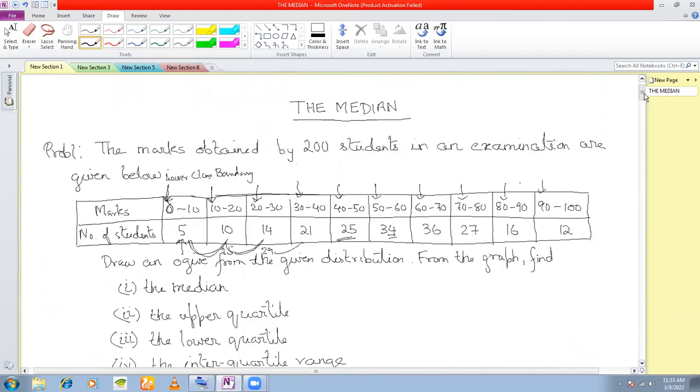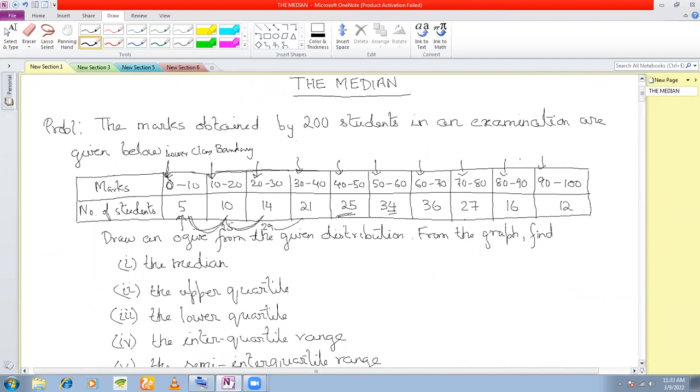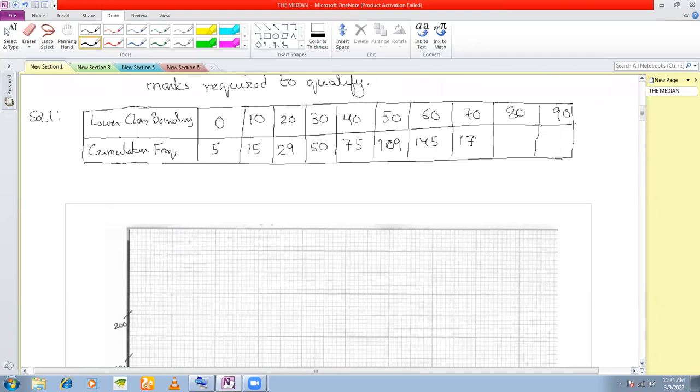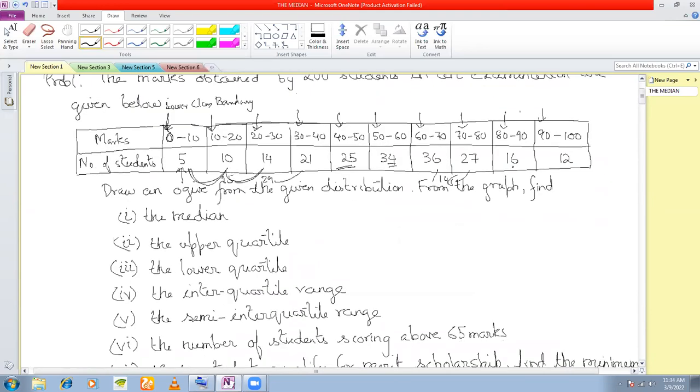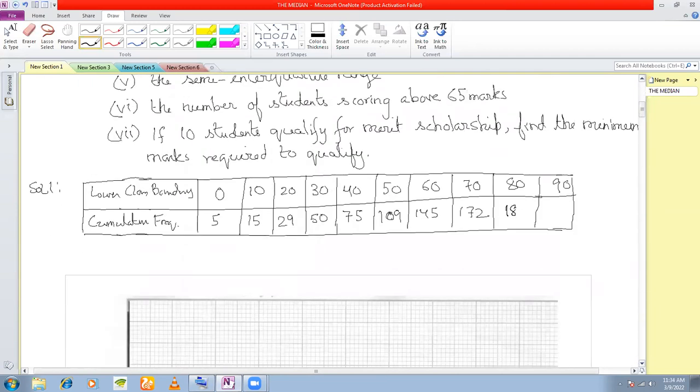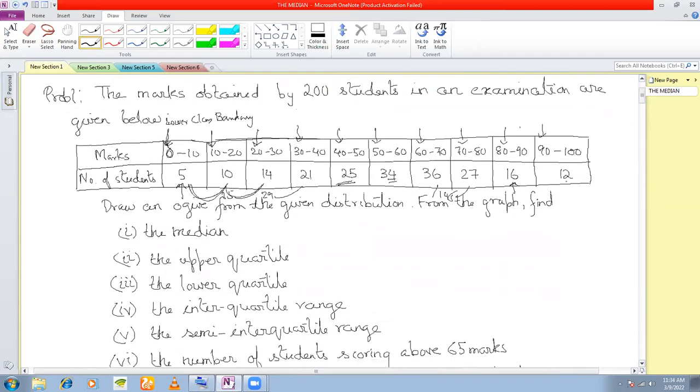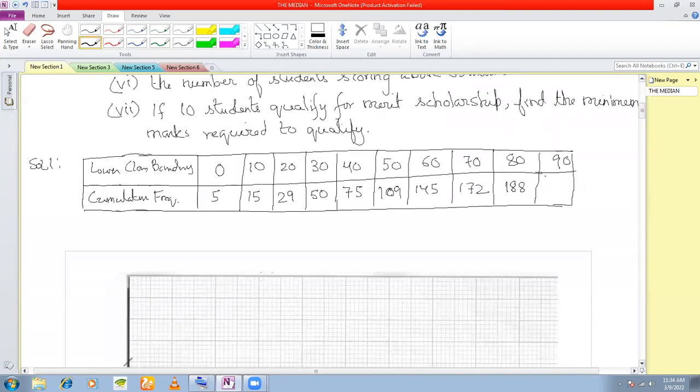Till here you have got 145. 145 plus 27 will give us 172. Next, 172 plus 16 will give us 188. And finally, 188 plus 12 will give us 200. So once you have made this table, half of your job is done. Now you just need to draw the graph.